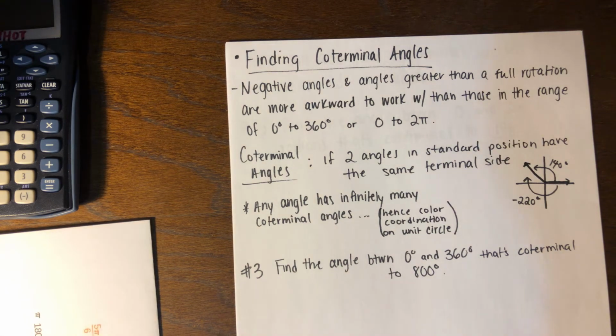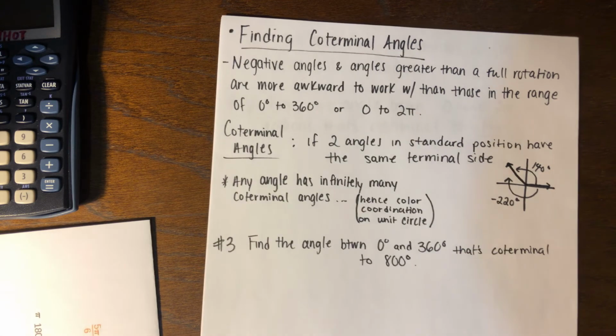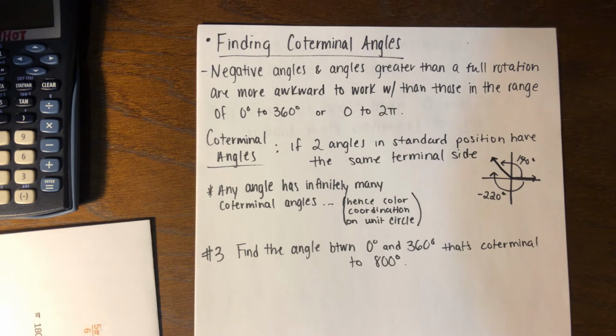Coterminal angles. So let's start off by saying that negative angles and angles greater than a full rotation, so bigger than 360, are more awkward to work with than those in the range of 0 to 360 or 0 to 2 pi. Coterminal angles are two angles in standard position that have the same terminal side. So if you look at this picture over here, I have two angles.